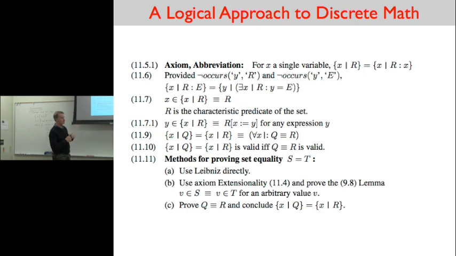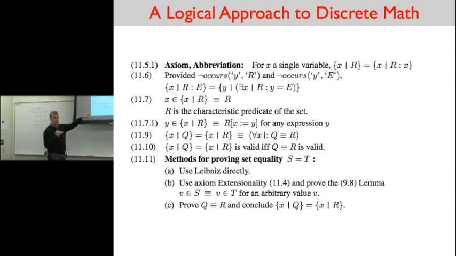B, however, is crucial. Now, you remember from last lecture that we did the 9.8 lemma? Do you remember that? I think that was it. Now, that was really important. We're going to use this all the time. So 11.11b, you might want to note that on your equation sheet. That's the important one. It says use axiom extensionality 11.4 and prove the 9.8 lemma.